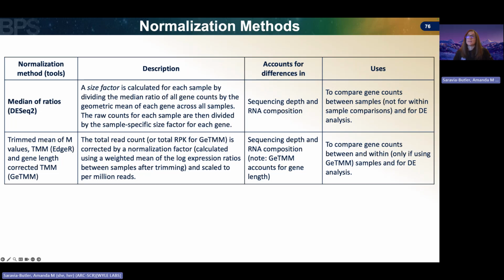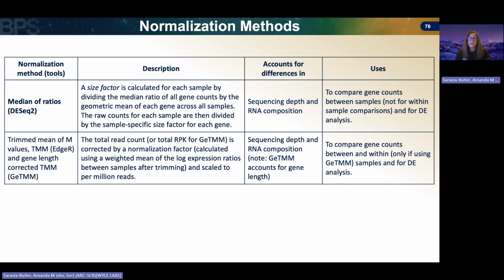Another example is the median of ratios method. So DESeq2 is a tool that utilizes this normalization method. It's actually the one that we use in the GeneLab pipeline. And how this works is a size factor is calculated for each sample by dividing the median ratio of all gene counts by the geometric mean of each gene across all samples. The raw counts for each sample are then divided by the sample specific size factor for each gene.